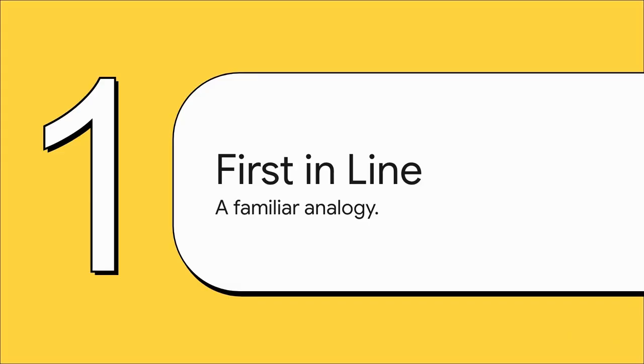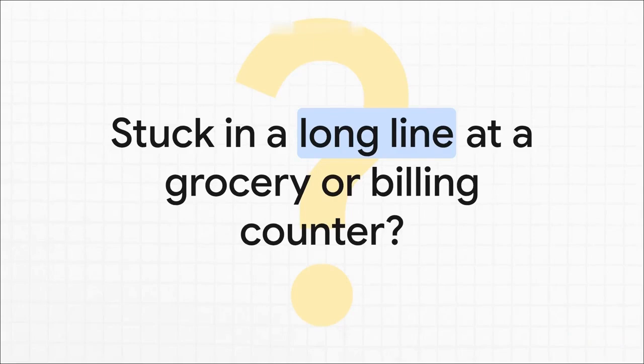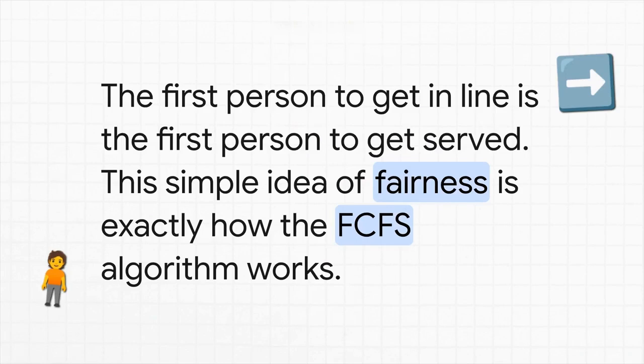Before we get into any of the technical stuff, let's ground this whole idea in something we can all relate to. I want you to picture this. You're waiting in line. We've all been there, right? At the bank, the coffee shop, the grocery store. There's this unwritten, universal rule about how it works. The first person who gets in that line is the first person who gets helped. It's a simple, straightforward sense of fairness. And that idea, first in, first out, is literally the entire foundation of the first-come, first-serve algorithm.